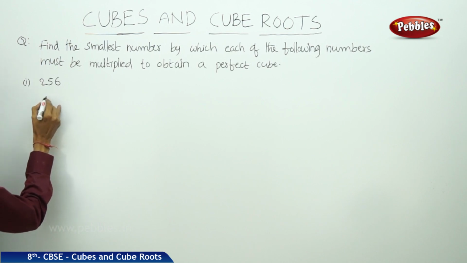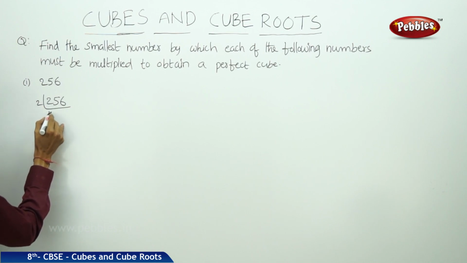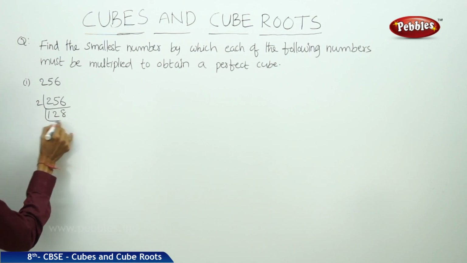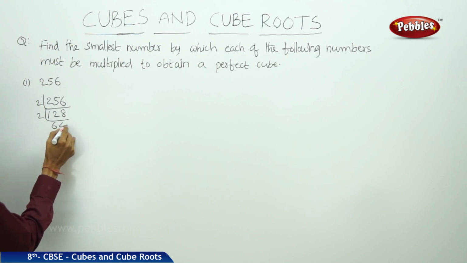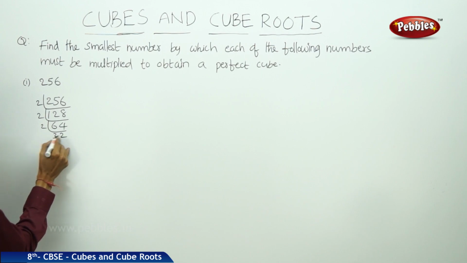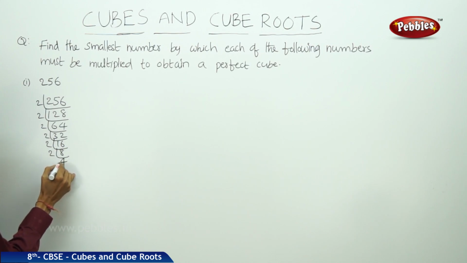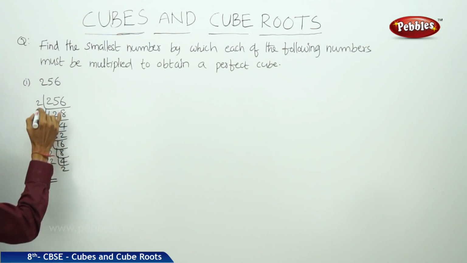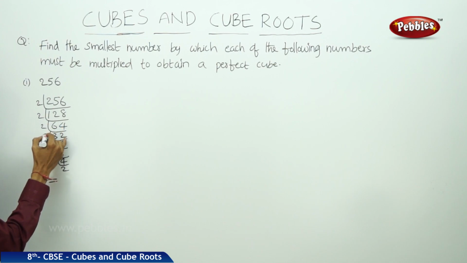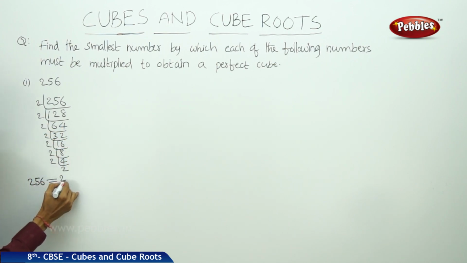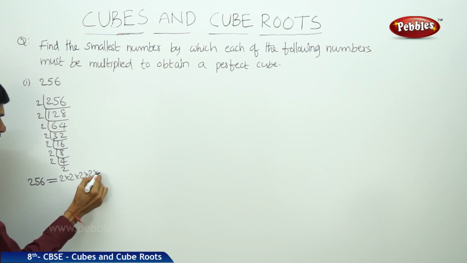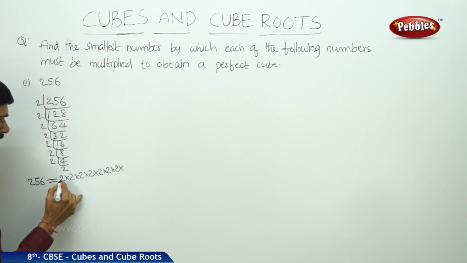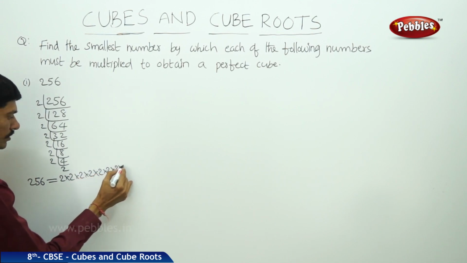Now let us factorize 256 and observe. 2 1s are 2, 2 2s are 4, 2 8s are 16. Next 2 6s are 12, 2 4s are 8. Now 2 32s are 64, 2 16s are 32, 2 8s are 16, 2 4s are 8, 2 2s are 4. Now 256 equals, how many 2's are there? 1, 2, 3, 4, 5, 6, 7 and 8.